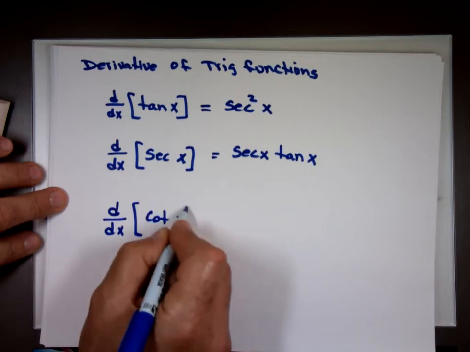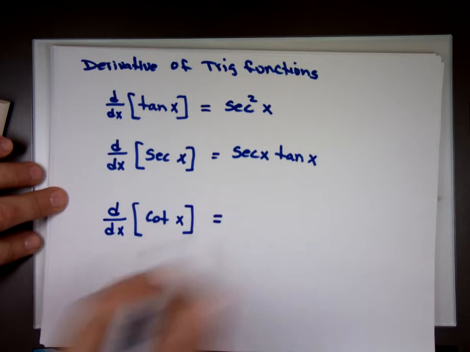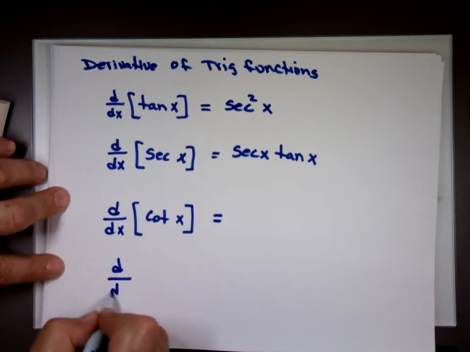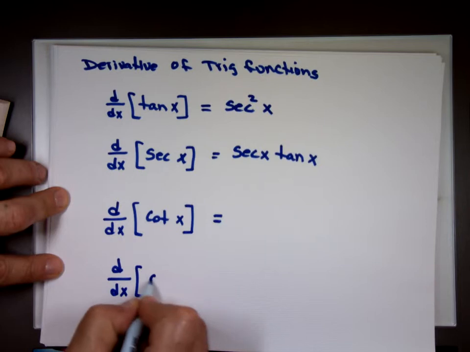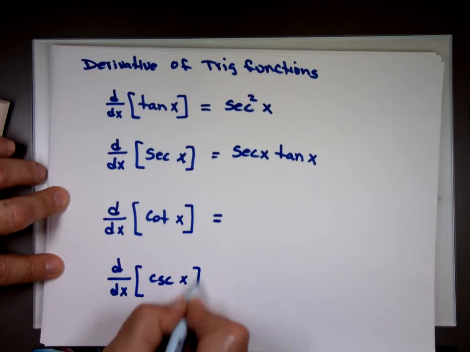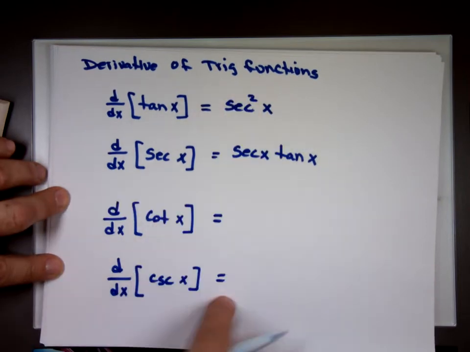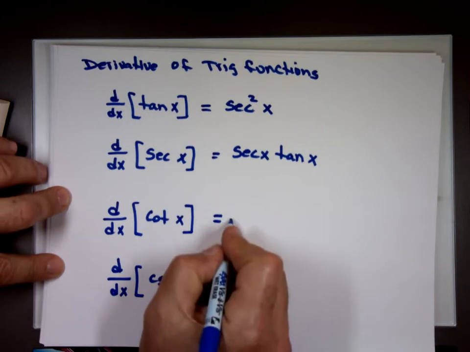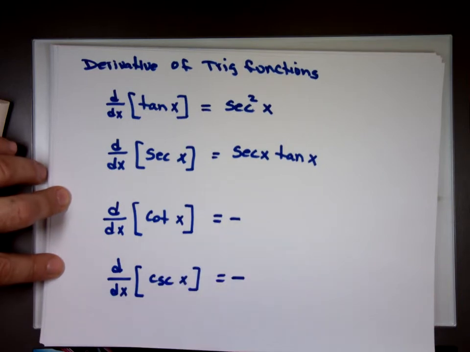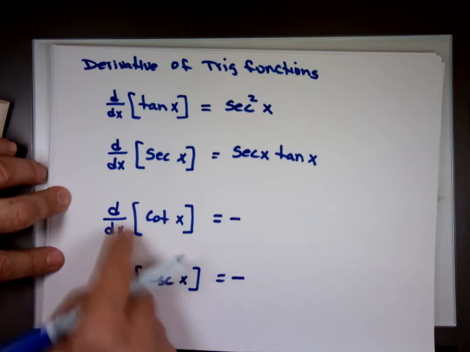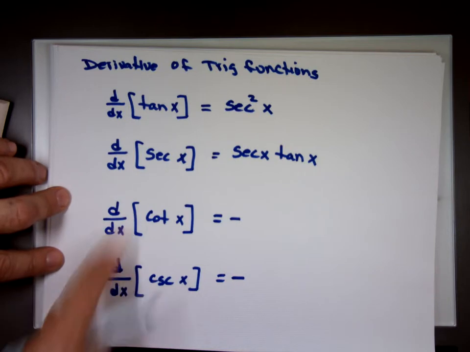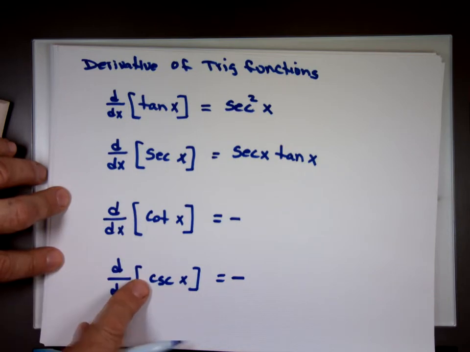Cotangent x and cosecant will be very similar to this, except both will be negative instead of positive. So these two, the c is always negative. See the c here? Cotangent begins with the c, cosecant begins with the c. It's always a negative, the derivative.